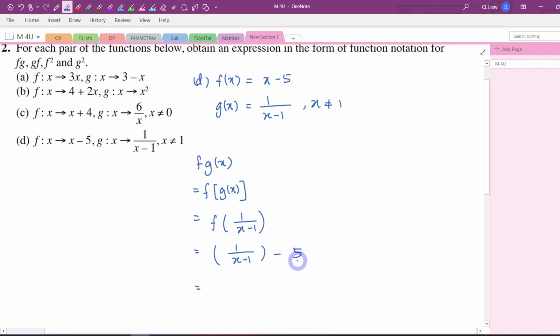Now this is 5. It means 5 over 1, right? For a fraction, if you want to do subtraction or addition, the denominator must be the same. So what I'm going to do here is multiply the denominator and the numerator by x minus 1. So I will just copy 1 over x minus 1. Here I will get 5 times x minus 1 over x minus 1. Now these two fractions have the same denominator, so I can combine them together.